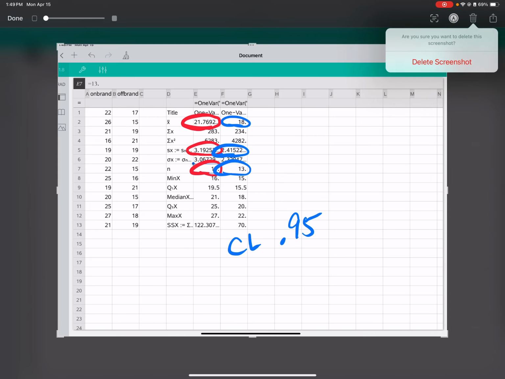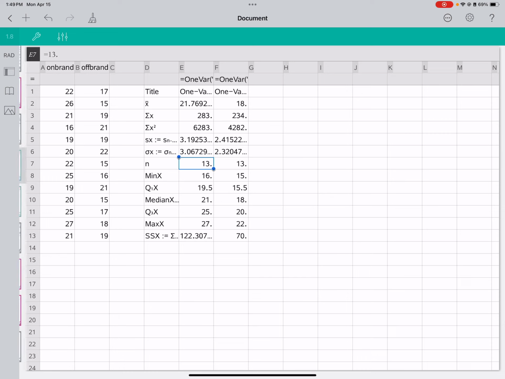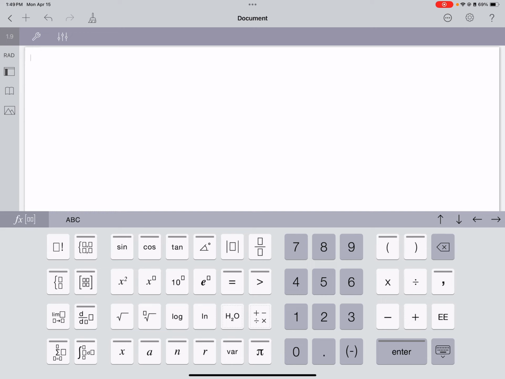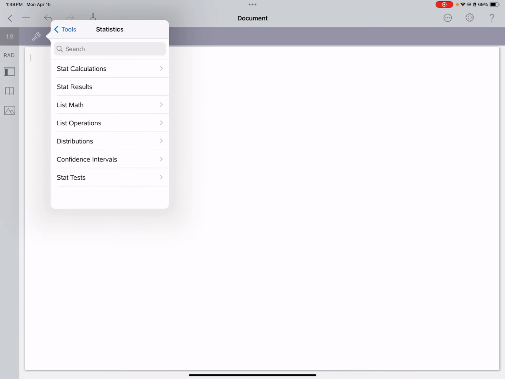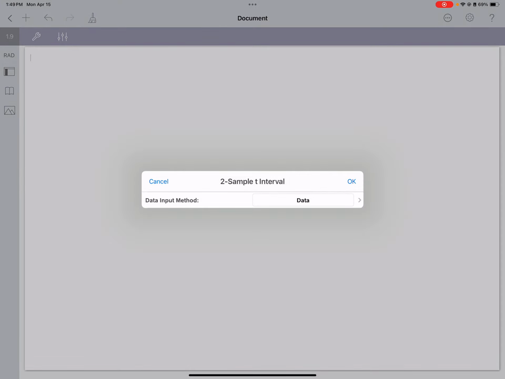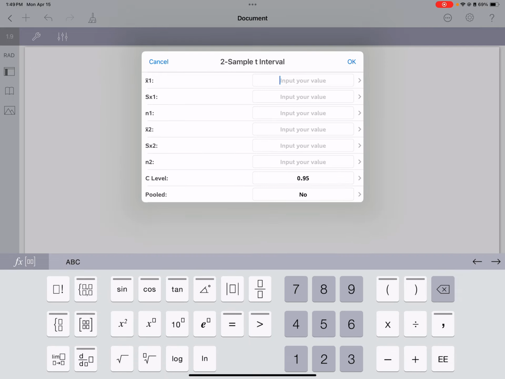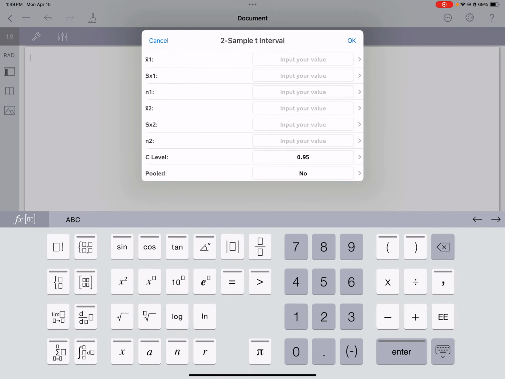So let me go ahead and get a calculator page open. So just open up any calculator page. So I'm going to open up a calculator page, and I go menu, stat, confidence interval, and this is a two sample t interval. And we're going to put in, you could put in data using the data we already found, or you can put in stats. And we have X1, as I told you, 21.77. S1 is 3.19. N1 is 13.